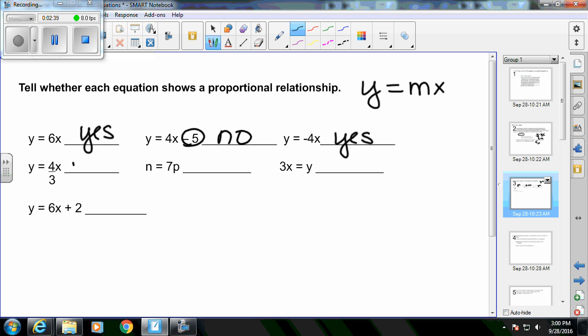So this one is a yes. The next one is a yes. Still takes the form y equals mx. Same with 3x equals y. We just flipped the way we wrote it. We wrote 3x equals y instead of y equals 3x. And the last one is a no, because we have this constant at the end.